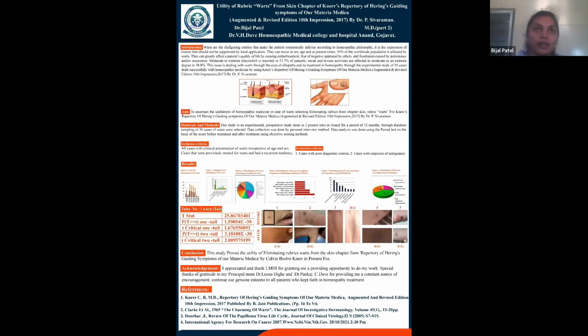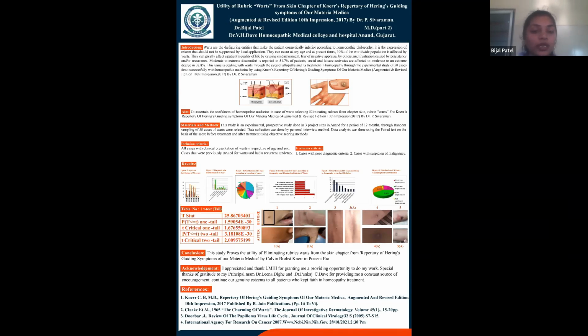After that, we'll look at data collection and data analysis. Randomized selection of 50 cases was done. Data collection was done by the personal interview method. After that, data analysis was done using the paired t-test on the basis of scoring before treatment and after treatment of the warts. Here, scoring is based on objective scoring methods according to the clinical condition of the warts.